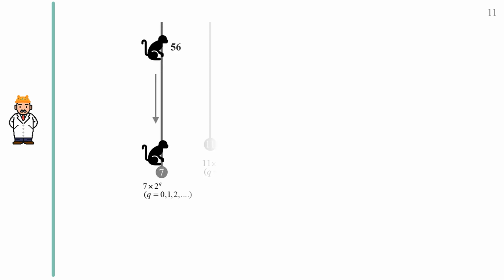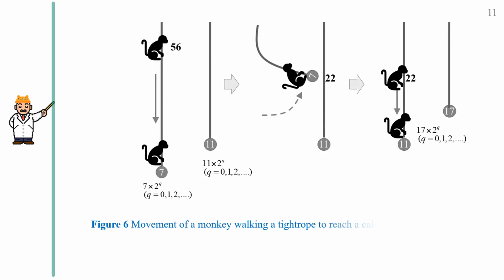The changes in calculated values resemble the following image. In the space of natural numbers, many ropes exist, each with an odd number at its end. A monkey walks across these ropes one by one, eventually reaching 1. Figure 6 illustrates this tightrope walking motion.